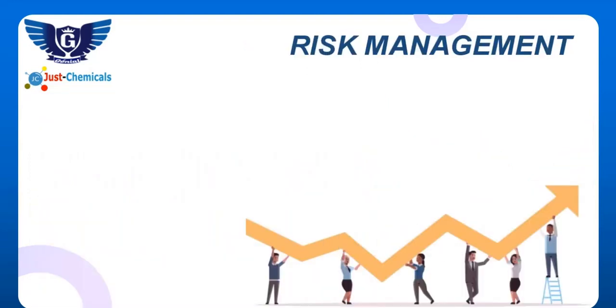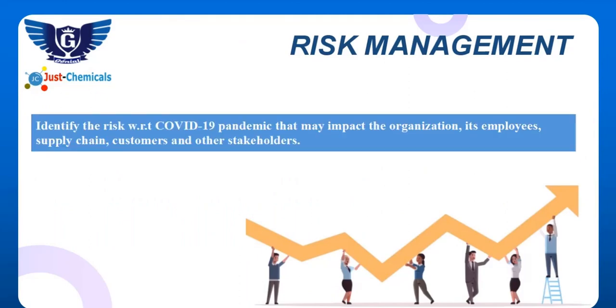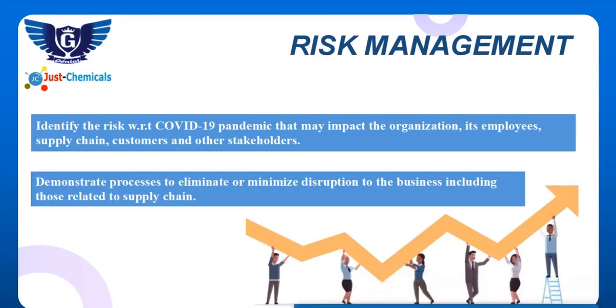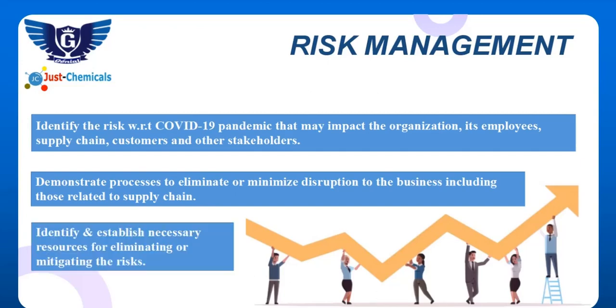The next key element is risk management. To manage the risk, we need to first identify the risk, and we need to demonstrate those processes to eliminate or minimize the risk within our organization, which includes employees, customers, stakeholders, vendors, everyone. And we need to identify and establish the necessary resources for eliminating or mitigating the risk.